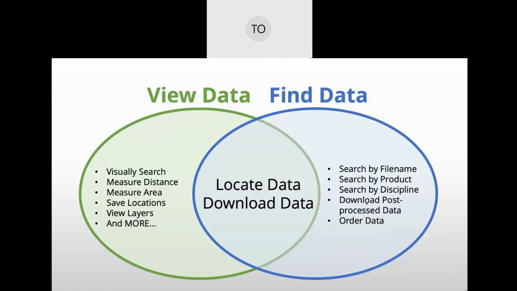View Data allows you to visually search, measure distance, measure area, save locations, view layers, and there's more that you can do with it. So it's a much more interactive tool. Whereas Find Data is great if you already know what you're looking for. You can search by file name, by product, or by discipline. And the other big thing that's different between Find Data and View Data is that Find Data allows you to order that post-processed data, so a lot more of the subsetting and reformatting. And unfortunately, as of now, View Data does not offer that component.